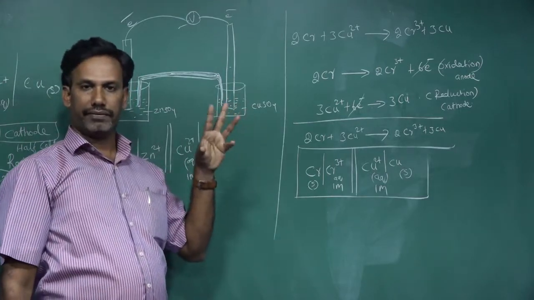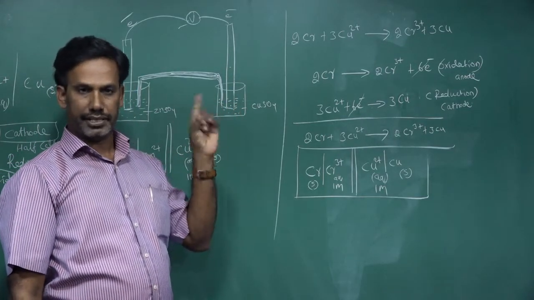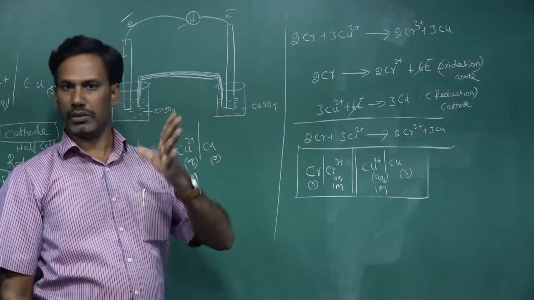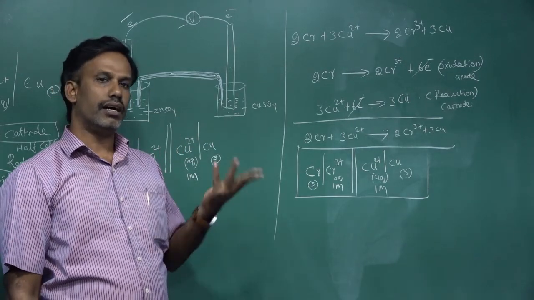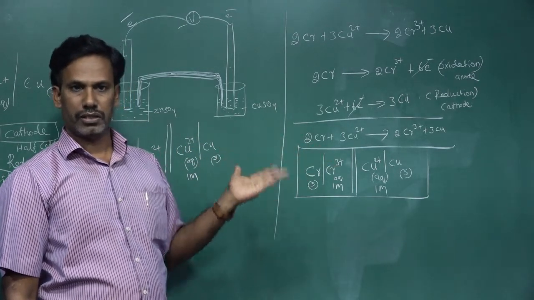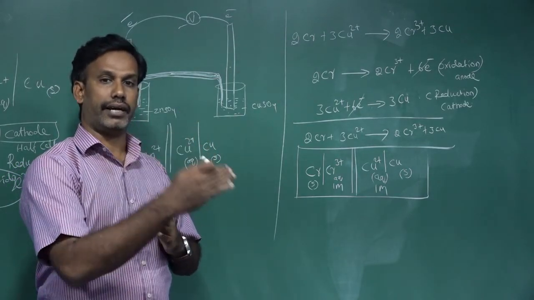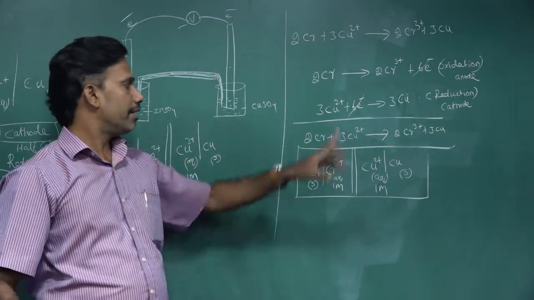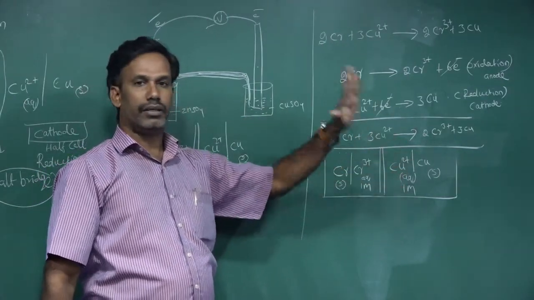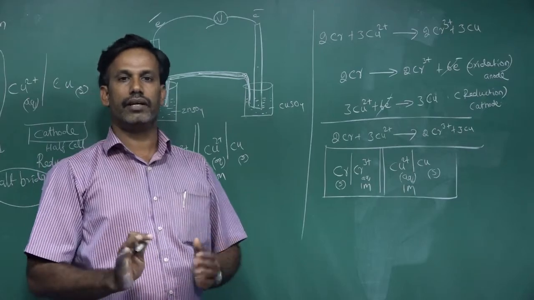So you have to know the difference between cell reaction and cell notation. Sometimes the question may be asked: write the cell notation for the Daniel cell, or they will give two electrodes and ask you to write the cell notation. Sometimes they will ask for the cell reaction, what happened at the anode and what happened at the cathode. You have to be ready to write this. This is a galvanic cell notation.